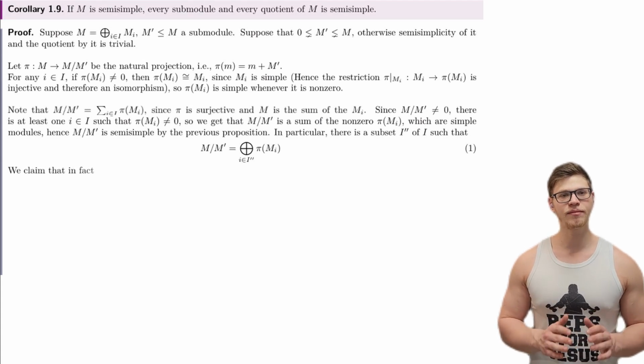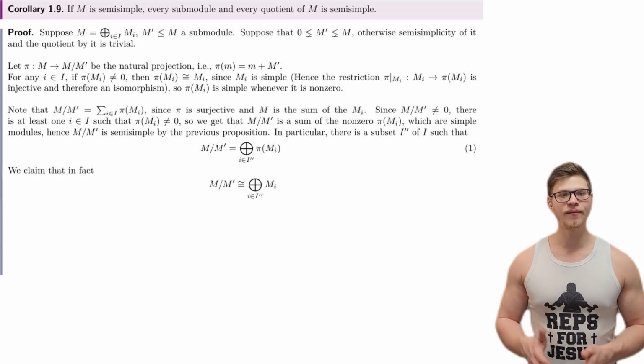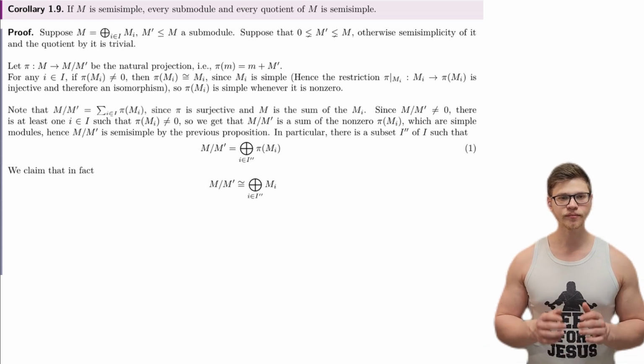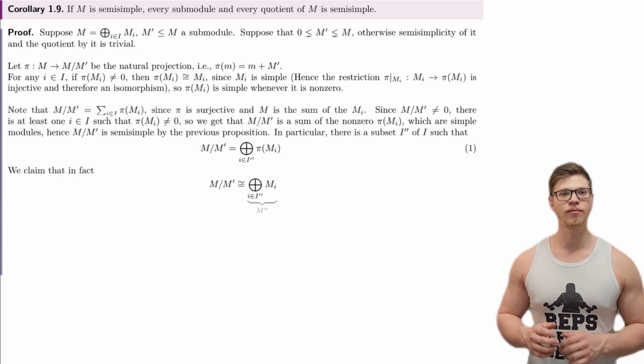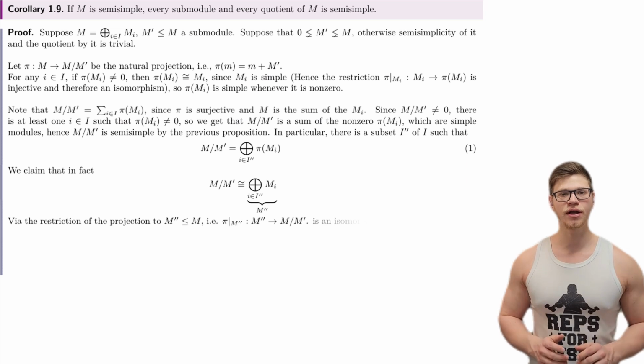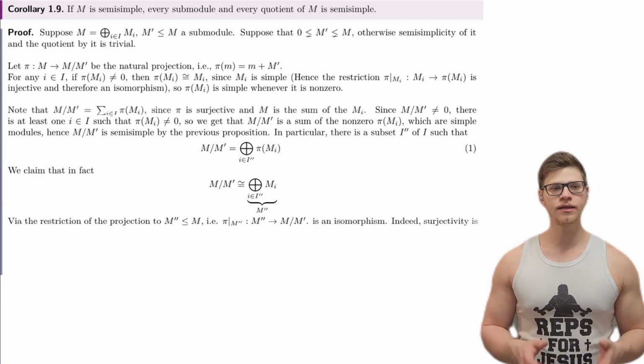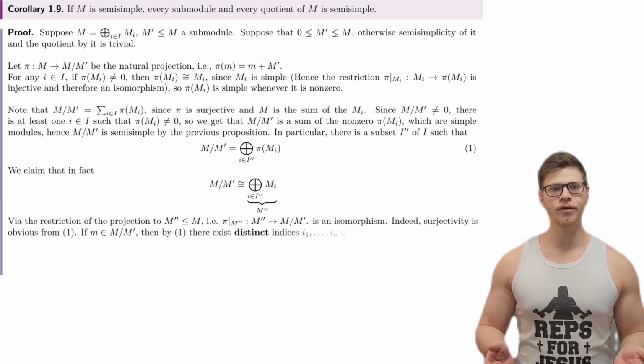In fact, we claim that M mod M' is isomorphic to the direct sum of Mᵢ indexed over I''. We will call the right-hand side M''. Moreover, this isomorphism is the restriction of the projection to M''. Indeed, surjectivity is obvious from equation 1.